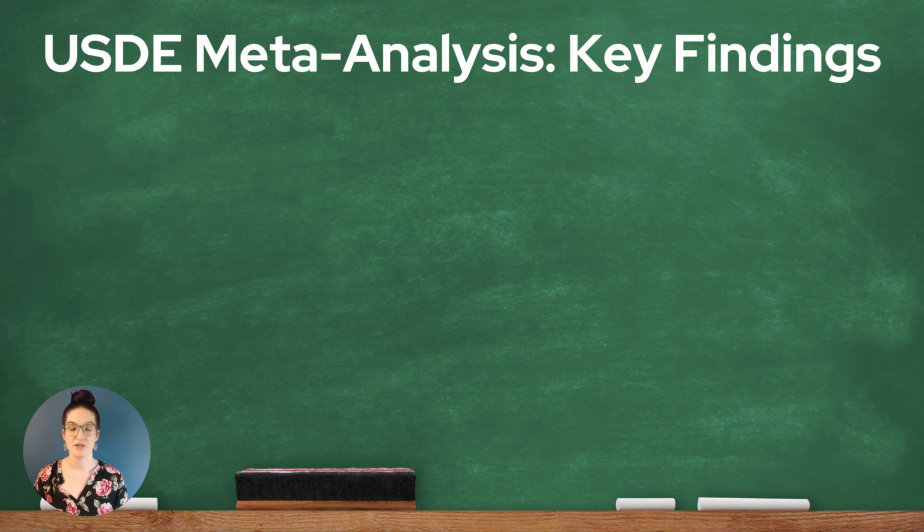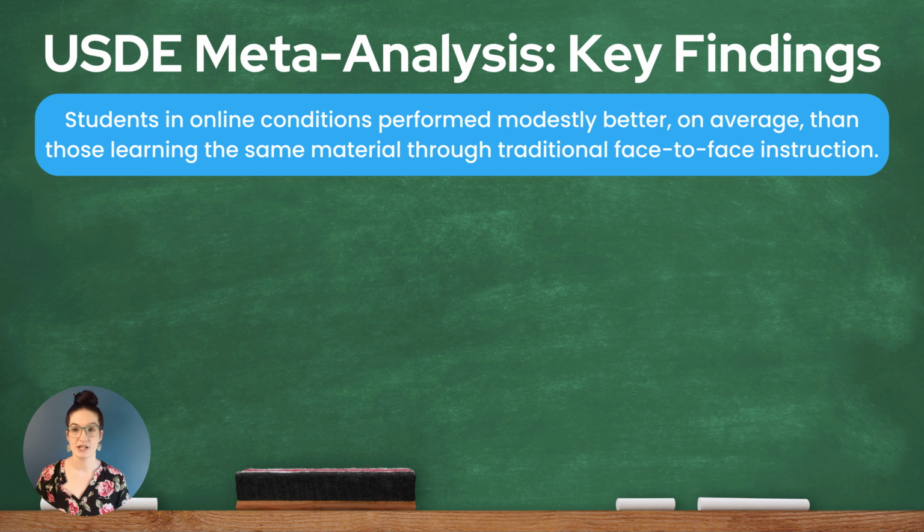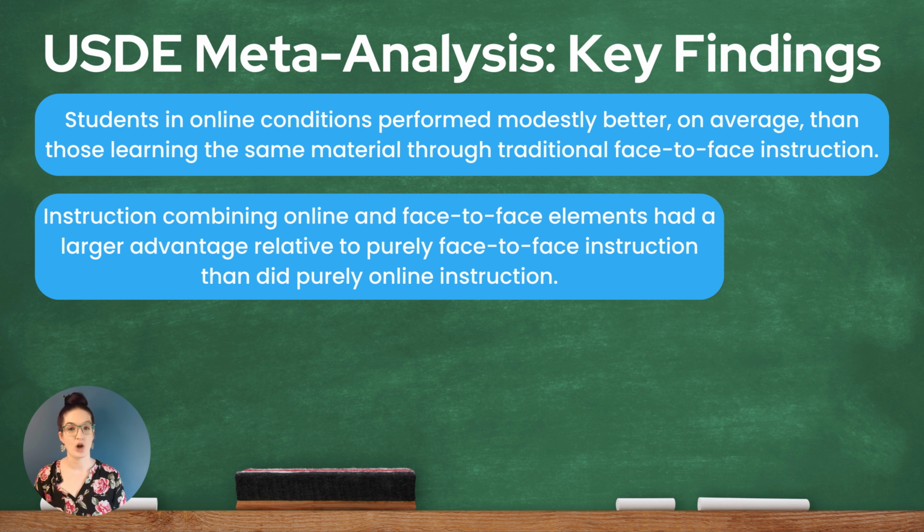Citations and links to additional studies are available in the description below. Here are some key findings from the USDE meta-analysis. Students in online conditions performed modestly better, on average, than those learning the same material through traditional face-to-face instruction. Instruction combining online and face-to-face elements had a larger advantage relative to purely face-to-face instruction than did purely online instruction. That is to say, blended instruction had a bigger advantage than online-only instruction when they were compared to in-person instruction.